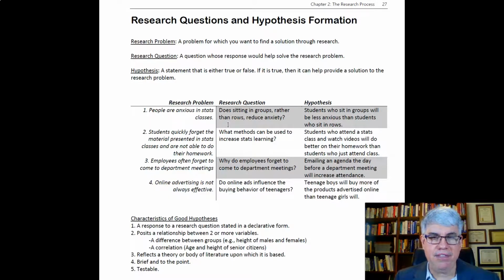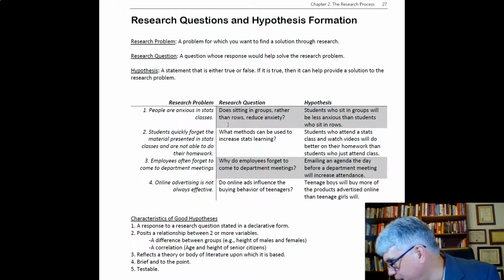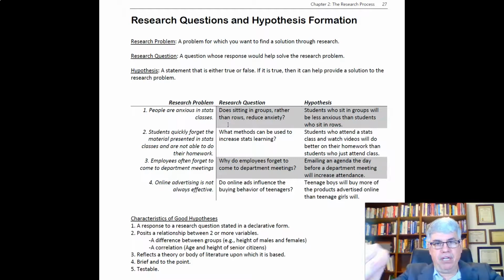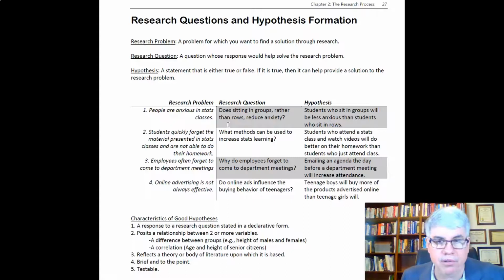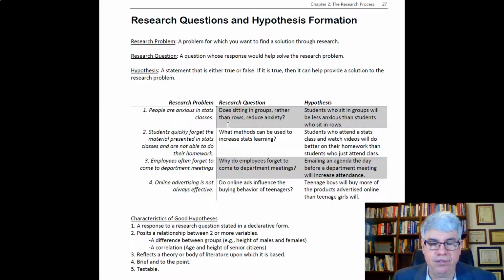In a traditional classroom, people sit in rows and they all face forward and you don't face anybody else in the classroom. You might get to see the back of somebody's head, or if you turn around, you can talk. But if we have people sitting in groups around pods of tables, might that reduce anxiety? So that would be a research question. Now, there's a lot of ways of reducing anxiety in a stats class, and so I could answer different research questions also. But this is one specific research question about sitting in groups rather than sitting in rows.